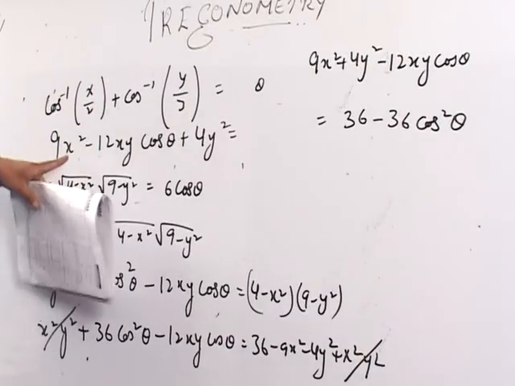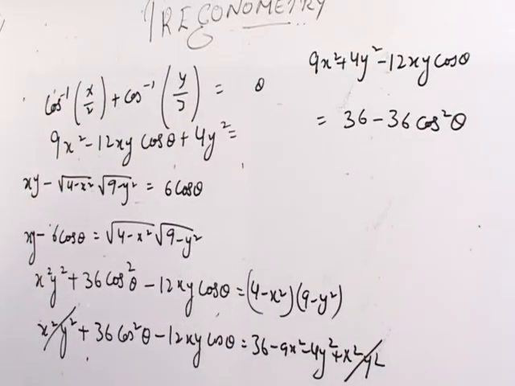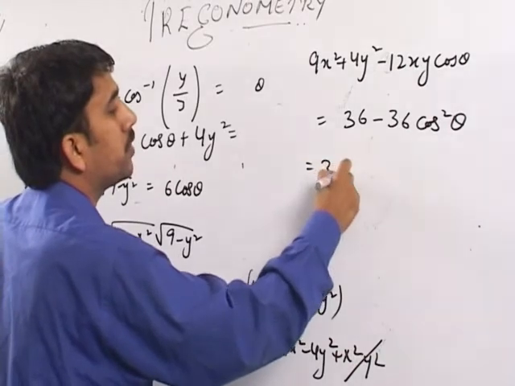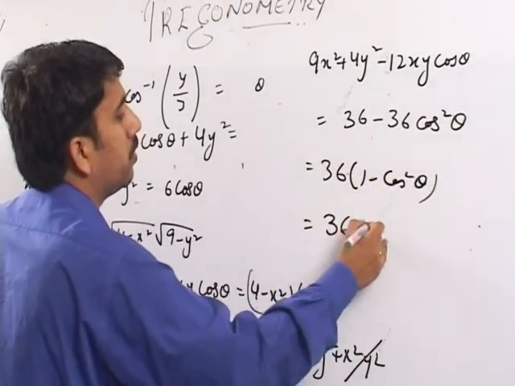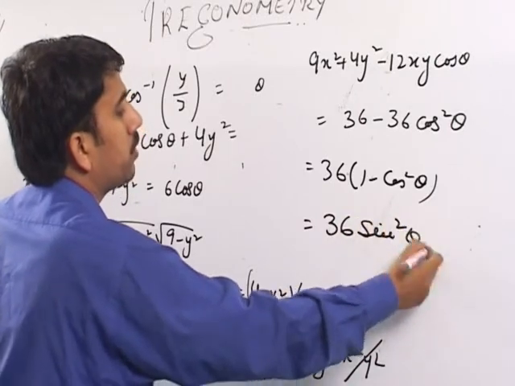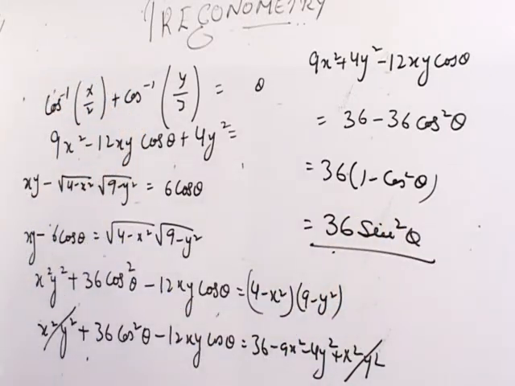Now we have to find out the value of this expression. Therefore, this will be 36 into 1 minus cos square theta, and 1 minus cos square theta is sin square theta. So you will get 36 sin square theta. This is the value of the given expression.